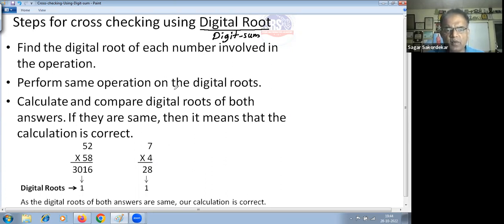Next it says perform the same operation on the digital roots. Now this is a multiplication. Perform multiplication. 7 into 4 is 28. And then it says calculate and compare the digital roots of both answers. Digital root of this, 3 and 6 will go as 9, and the answer is 1. Here 2 plus 8 is 10. 10 is 1 plus 0 is 1. So both digital root answers are the same, 1. As the digital roots of both answers are the same, our calculation is correct. Okay. You can copy these steps. If you have any doubts, anybody wants me to repeat, just say repeat in the chat.